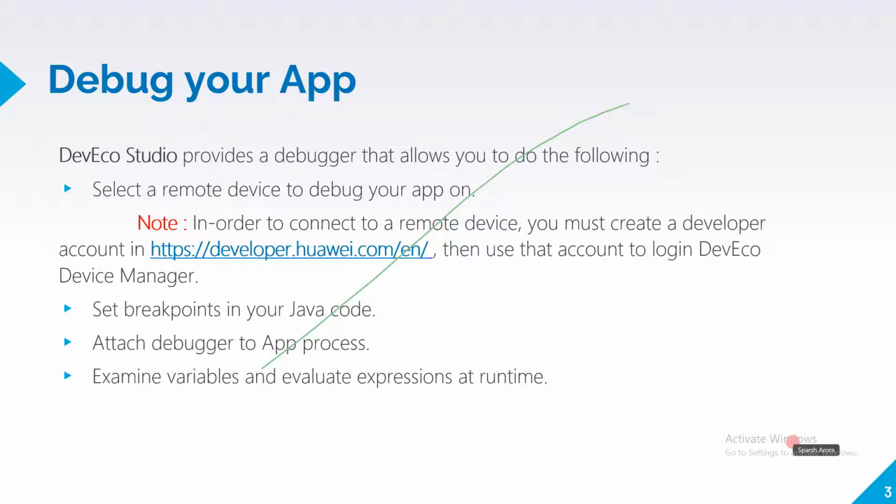The third step would be to attach the debugger to the process which you want to debug, which means the app which you are running. Finally, while debugging, you have to examine variables and evaluate expressions to check those errors. We will see how to do all these steps in a step-by-step fashion.